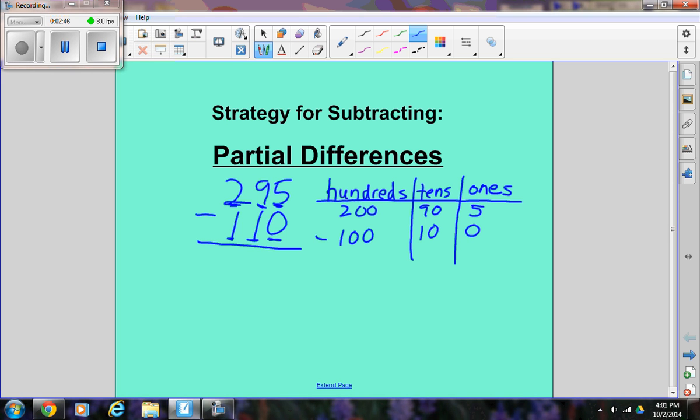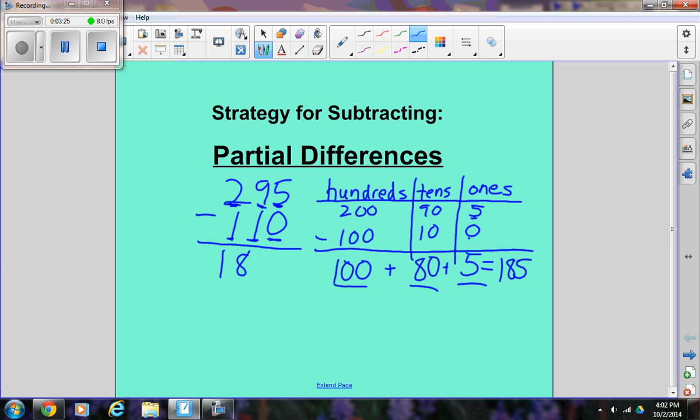So now I'm going to have a subtraction sign. I'm going to draw my line, and I'm going to subtract. I'm going to start with my ones. 5 ones, take away 0 ones equals 5. 90 take away 10 is 80. And 200 take away 100 is 100. I'm going to look at my numbers. I know this is like expanded form when I have my addition signs in there. I am going to put this number together. I have 185. So 295 minus 110 is 185.